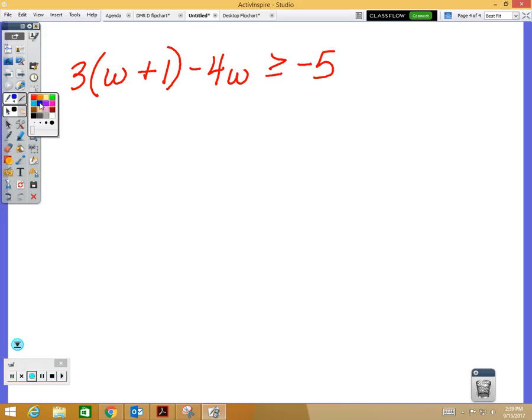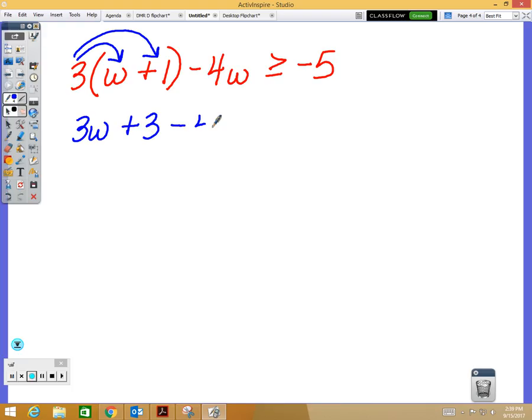All right, so in this inequality, what do you think I should do first? Think about an equation. What do you do first in this, Owen? Take care of the parentheses by distributing. So I'm distributing this 3. So 3 times W and 3 times 1. Everything else about this inequality stays the same for right now.